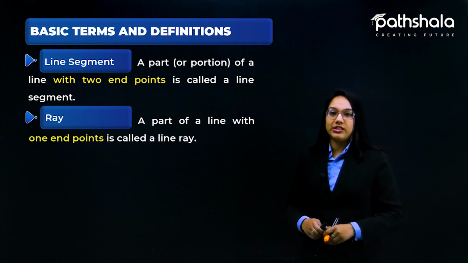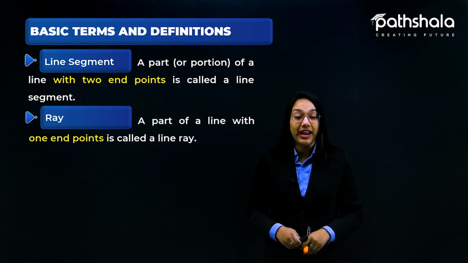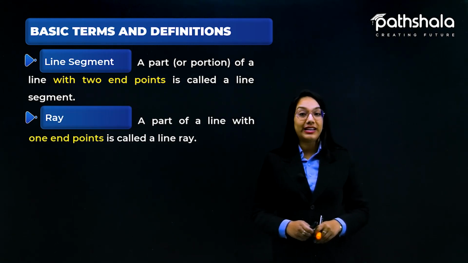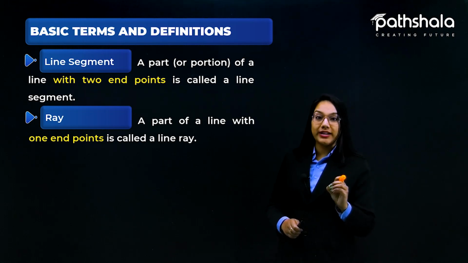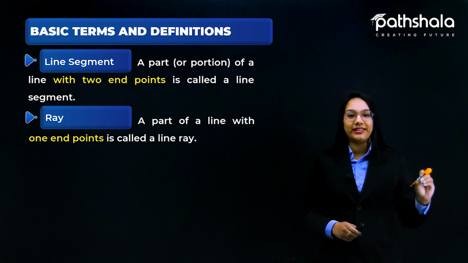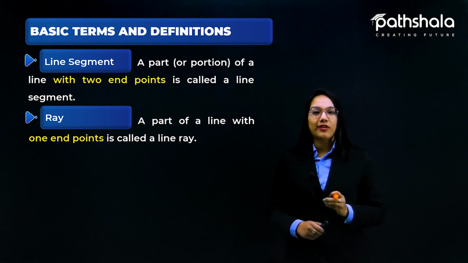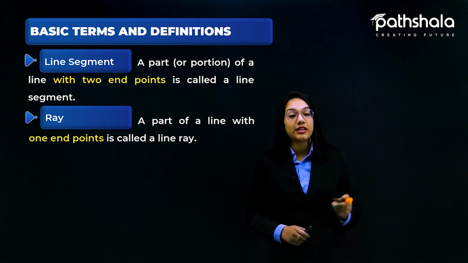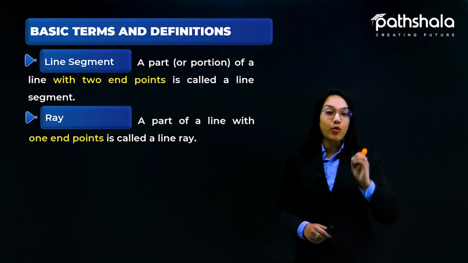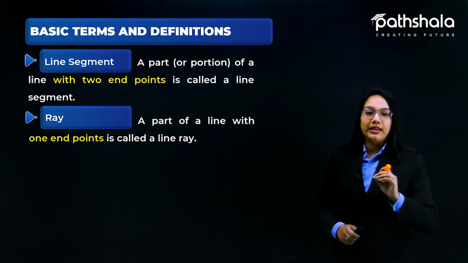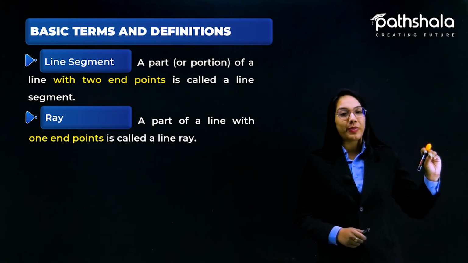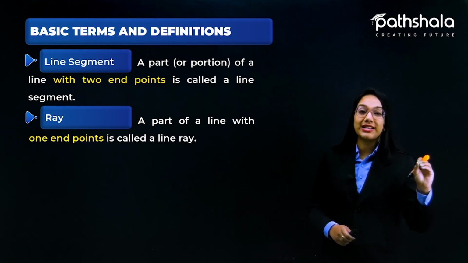And further, let's see the second definition, which is a ray. A ray is a part of a line with one end point. So this is called a ray, in which it has only one end point, and the line keeps moving on further from the other end.